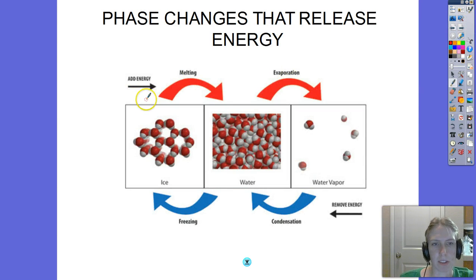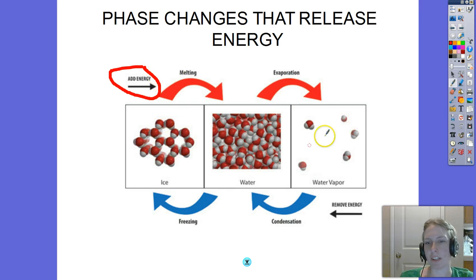Here's another way to look at phase changes and how the energy input goes. If we want to turn something from a solid to a liquid, in which we would be melting it, we have to add energy. Same thing goes for evaporation. If you want to go from a liquid to a gas, you have to add energy. So melting and evaporation, we're adding energy to change that state.